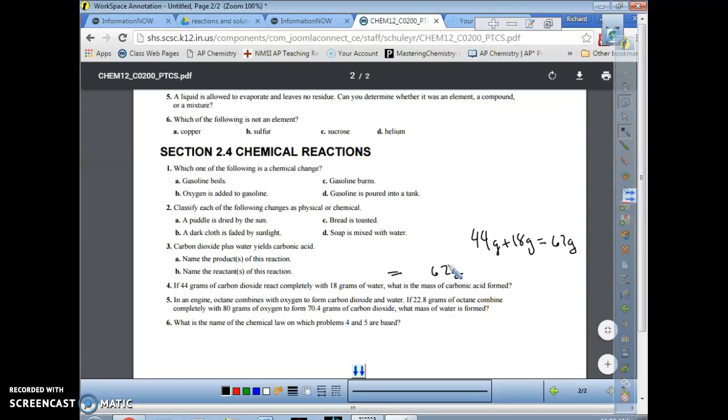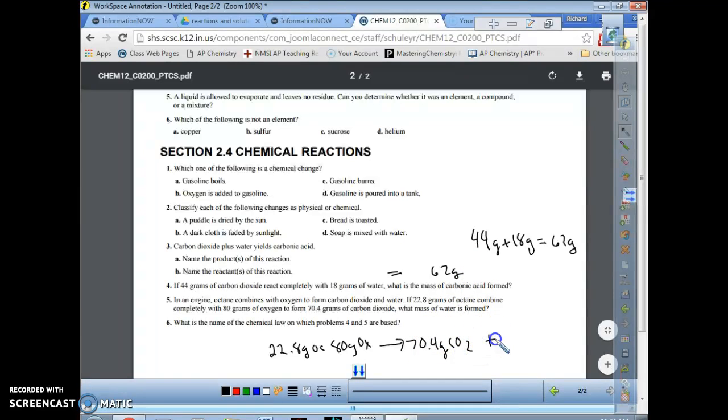Now in an engine, you have octane and oxygen. It makes carbon dioxide and water. So we have 22.8 grams of octane and 80 grams of oxygen. Makes 70. So we made 70.4 grams of CO2.